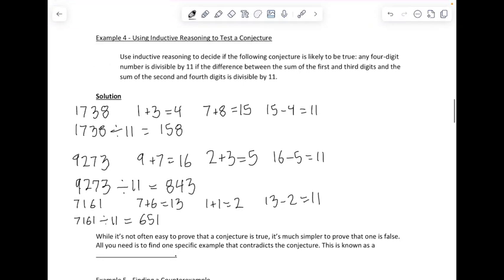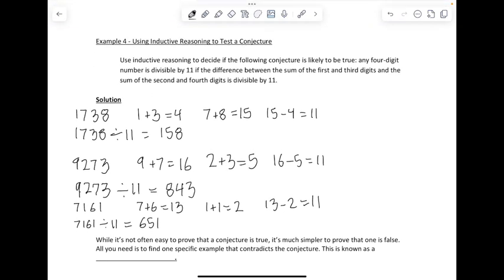Now, while it is not often easy to prove that a conjecture is true, it's actually much simpler to prove that one is false. All you need is to find one specific example that contradicts the conjecture. This is known as a counterexample.